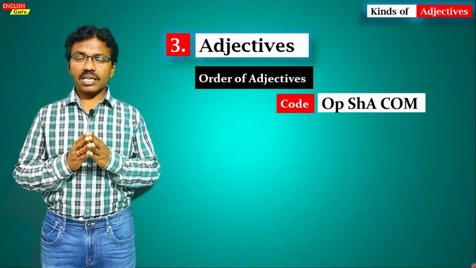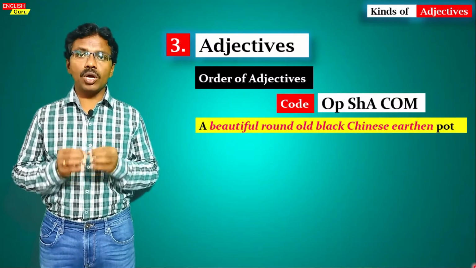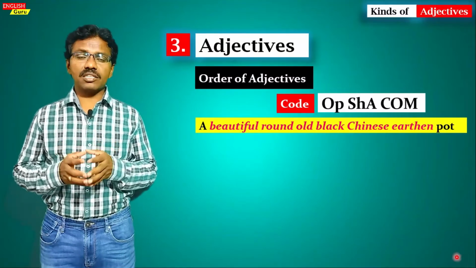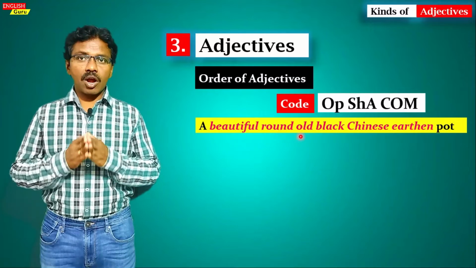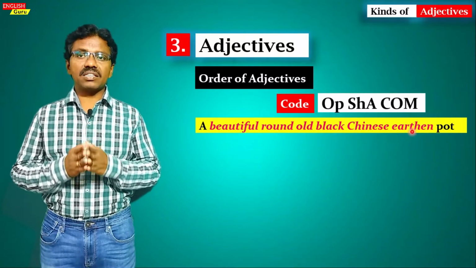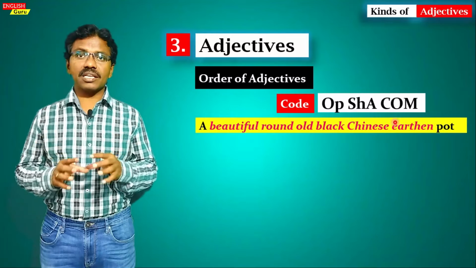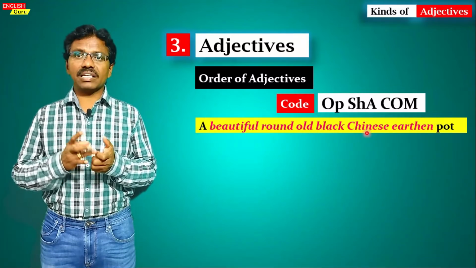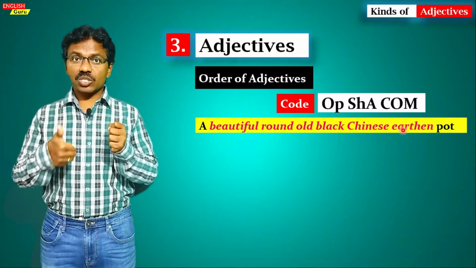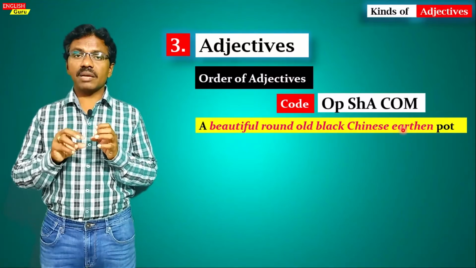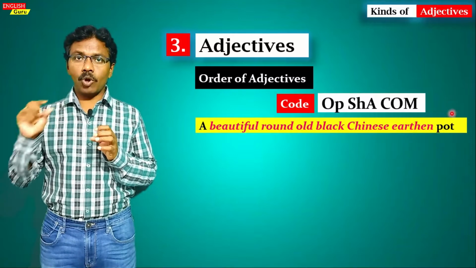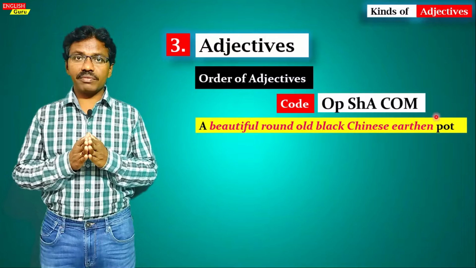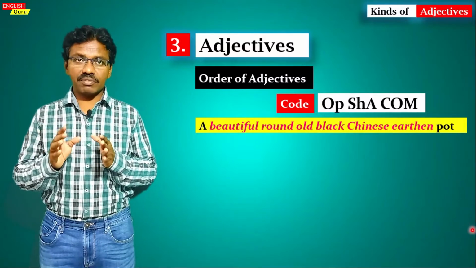For example, let us take a sentence like a beautiful round old black Chinese earthen pot. Here, beautiful round old black Chinese earthen, this entire phrase is adjectives. So there are 6 words. These 6 words are describing or talking about the pot. So all these 6 words are adjectives only. But what is the order? That is very important.